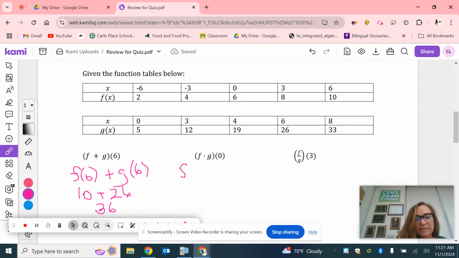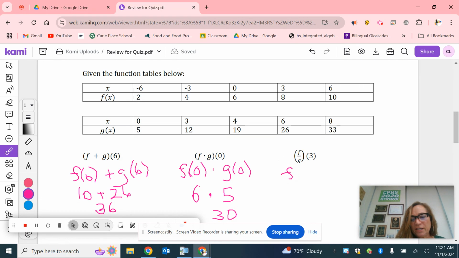This basically means f of 0 times g of 0. So again, I go to my table, I find when x is 0, the answer is 6. I go to my table, when x is 0, the answer is 5. And 6 times 5 is 30.